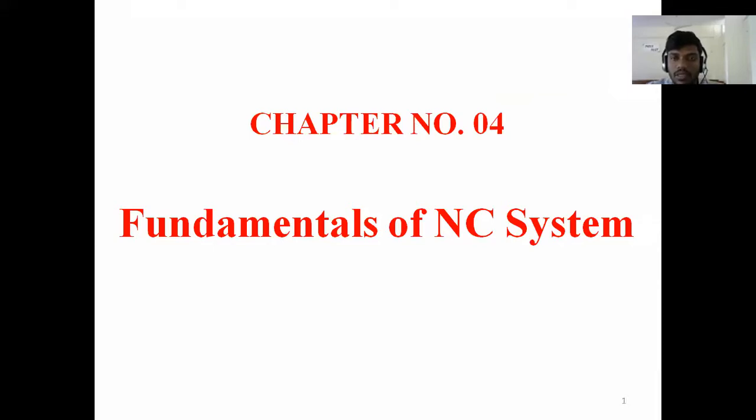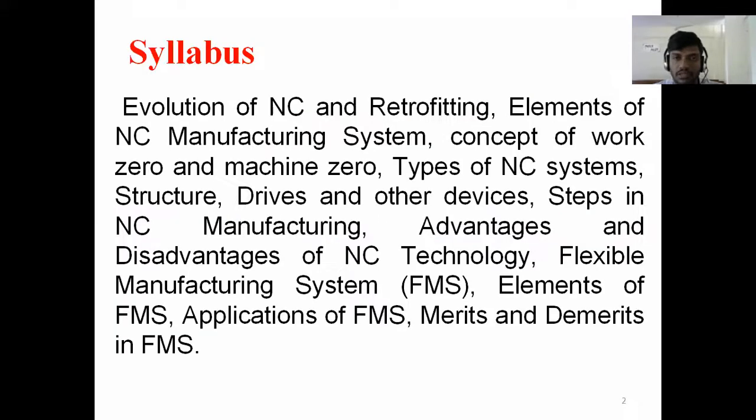Basically, in that we saw all the history of the numerical control system, how it was developed and established from the first state to the current state. These are the syllabus topics we have discussed: evaluation of the numerical control machine, then retrofitting, then elements of the NC manufacturing system, then the concept of work zero and machine zero. Then we saw the different types of NC systems, structures, different drives and devices, and steps in the NC system. That point we will cover today.